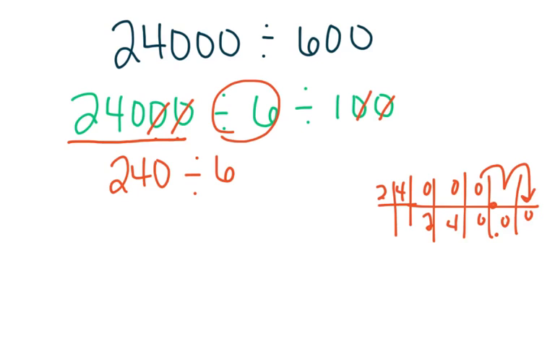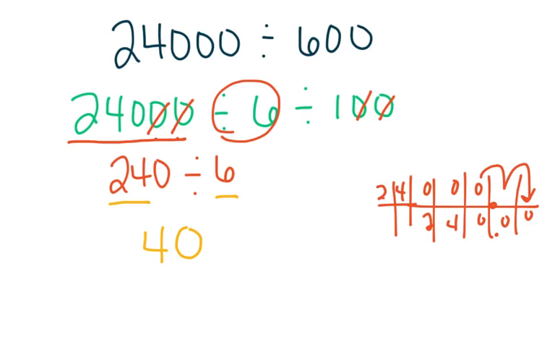240 divided by 6. Do you see any common facts in there that you may know? Hopefully you're seeing 24 divided by 6. I know that 24 divided by 6 equals 4. And since this was 24 tens divided by 6, I know my answer is going to be 4 tens, which is also known as 40.